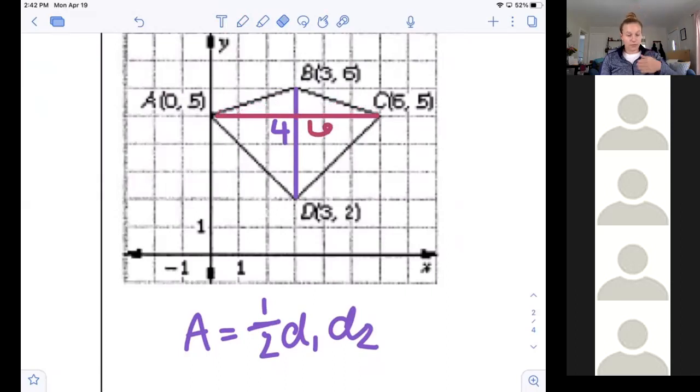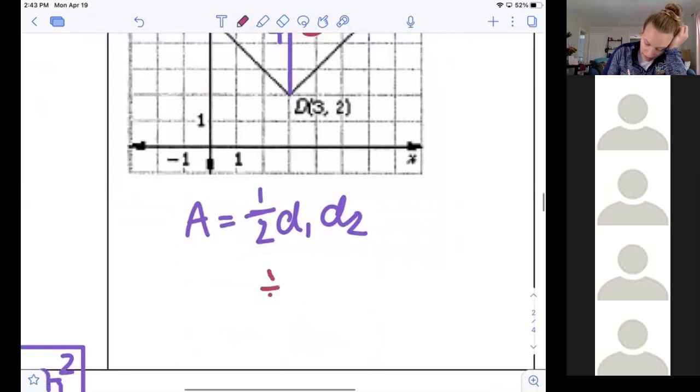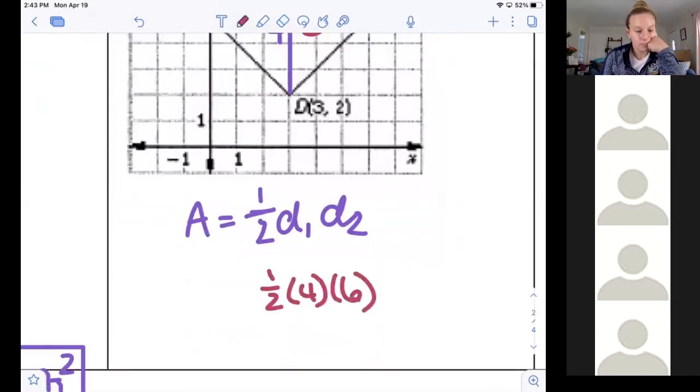One of my diagonals is 4, the other one is 6. So I'm gonna do 1/2 of 4 times 6. I should have mentioned this in the other classes, so hopefully they watch the video or I'll correct them tomorrow. But you do not get to distribute this 1/2 in. A lot of people are like, oh, well, I'll do 1/2 of 4 and then I'll do 1/2 of 6.